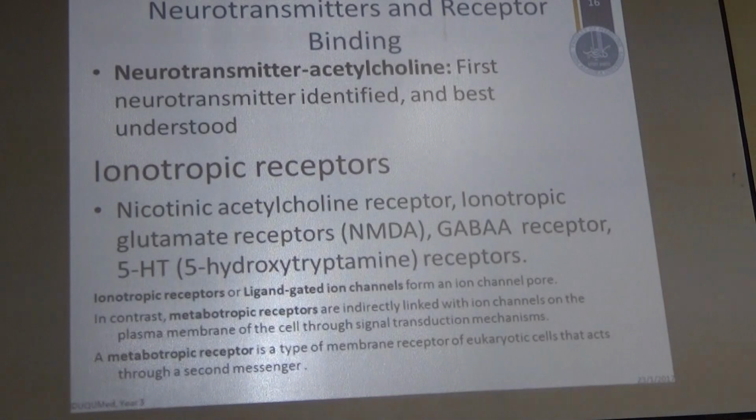Did you get it a little bit? They are indirectly linked with ion channels on the plasma membrane of the cell through signal transduction. Signal transduction means second messenger. It brings the message. So this is not included in your course. Just read it. Metabotropic receptors are a type of membrane receptor of eukaryotic cells that act through the second messenger. Have you studied second messenger? Yes. Okay, good. So you can know the difference between ionotropic and metabotropic receptors.